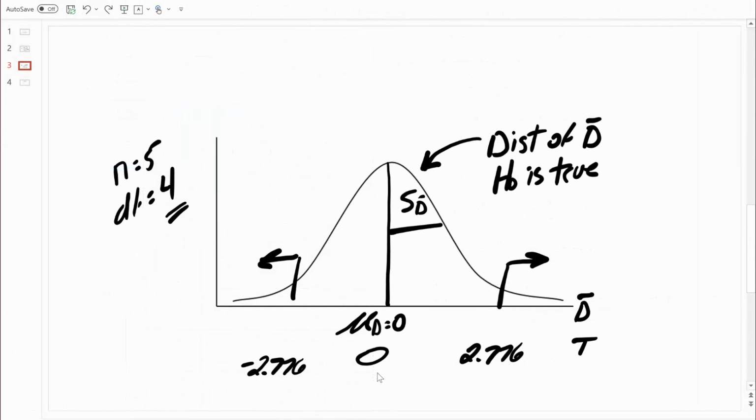Our sample mean difference score of -4 transformed into a t-value of -4.49. Right here is a t-value of 0. Right here is a t-value of -2.776. -4.49 is clearly more extreme than that. We're clearly to the left of that. In other words, we are inside this critical region. So let's mark it off. Right about here would be -4.49. And that's where we would find our mean difference score of -4. So clearly we are inside that critical region.